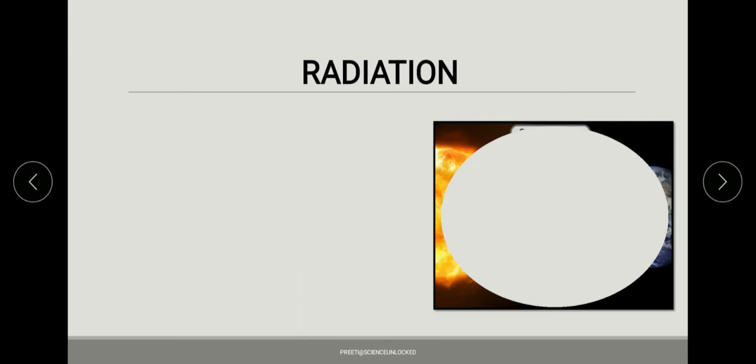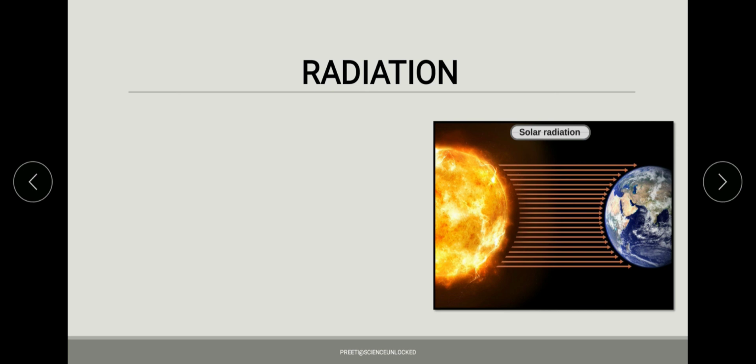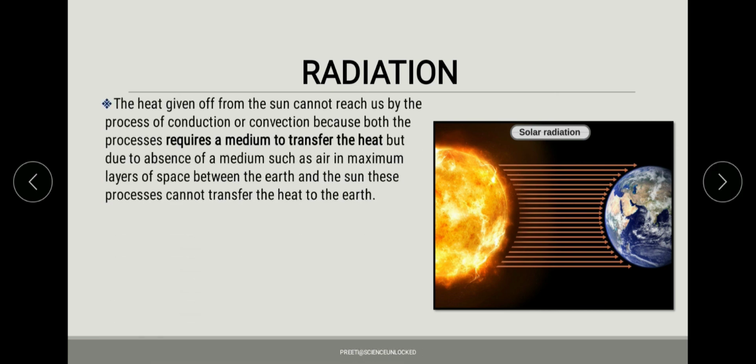Now last but not the least is the third mode of heat transfer, which is radiation, where the object which is getting heated up will not only receive the heat but will also radiate it. It will get rid of the heat in terms of energy. The same thing is observed with reference to the sun, that the sun, in spite of being so far away from us, is able to provide us the heat, and this process does not require any kind of medium.